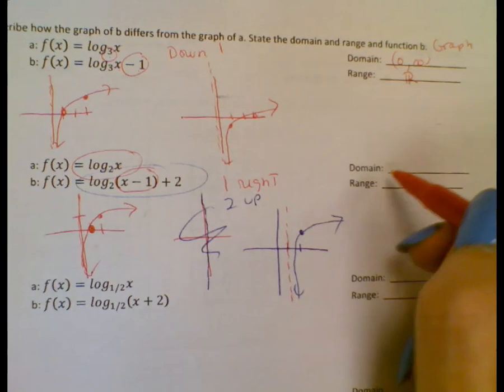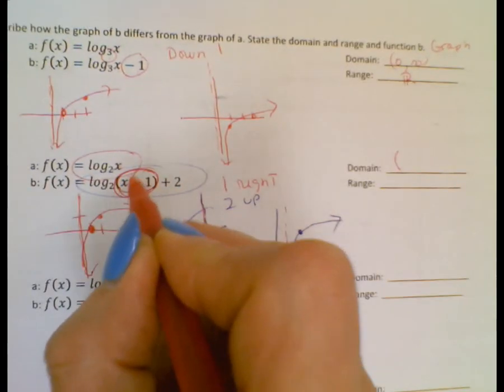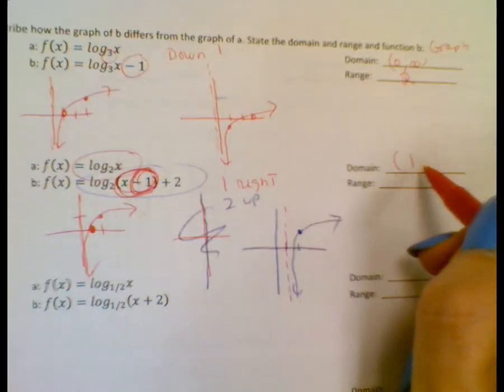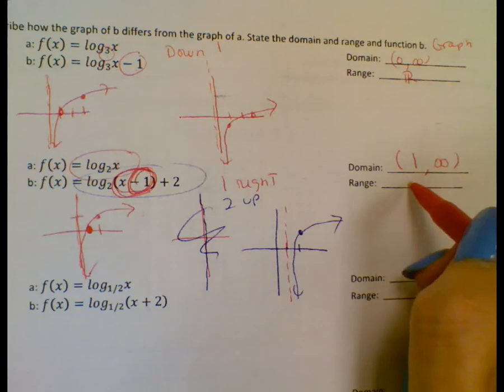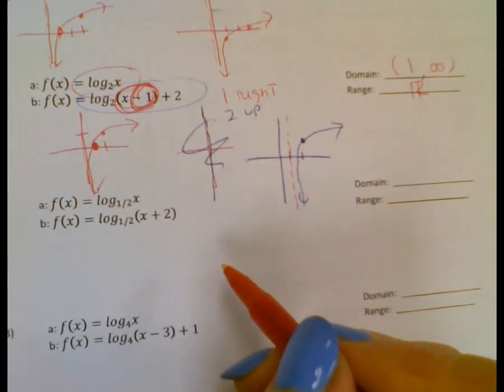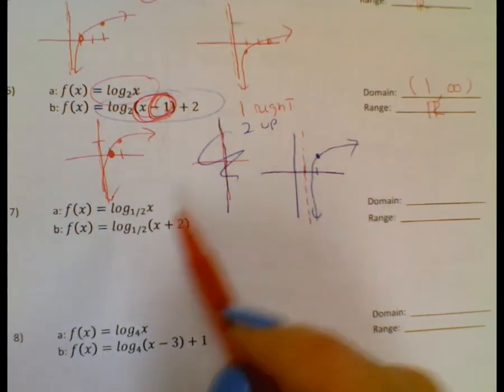But the domain is whatever your asymptote is. So anytime you have parentheses, whatever the opposite of this number is goes here. Domain is 1 to infinity. Range, all real numbers. Isn't the range always negative infinity to infinity? Yep.